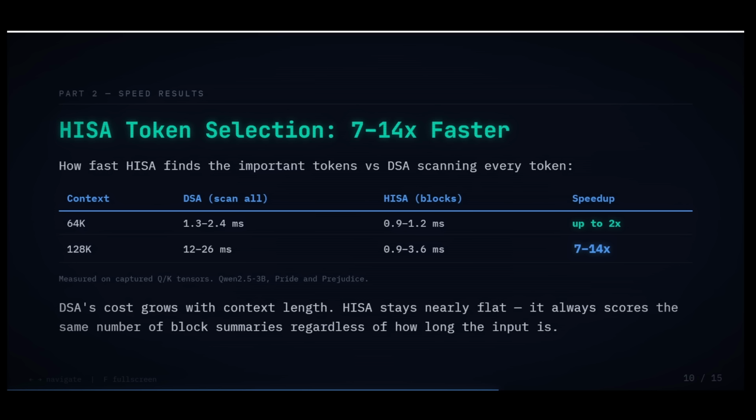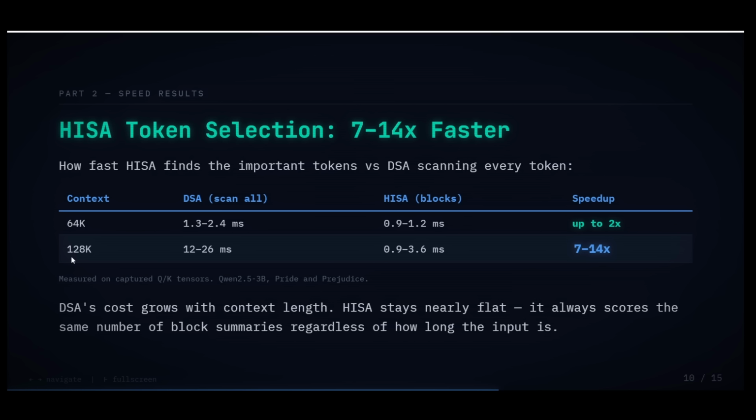So after fixing those issues and several other small bugs, we were able to measure how fast HISA finds important tokens compared to DSA, scanning every single token. So this is the DSA results where it has to do that quick scan of everything. HISA, which only uses the blocks. You can see at 64,000 context, it was up to a 2x.